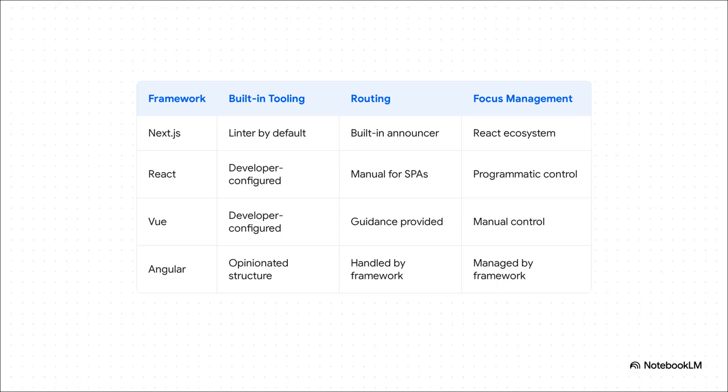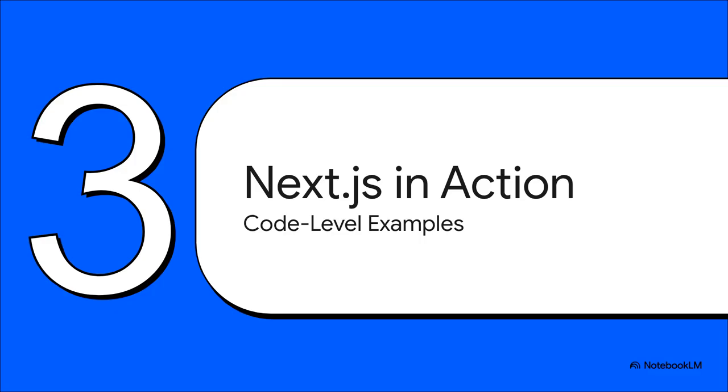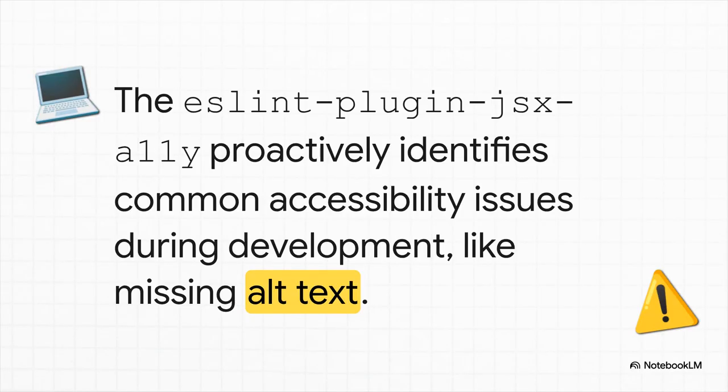It comes with an accessibility linter and a route announcer baked right in. These aren't just optional plugins, they're part of the deal, acting like guardrails to keep you on the right track from the start. Okay, so theory is great, but let's see what this actually looks like in practice. We're going to check out a few examples from the official Next.js tutorial to see how these advantages play out in real code.